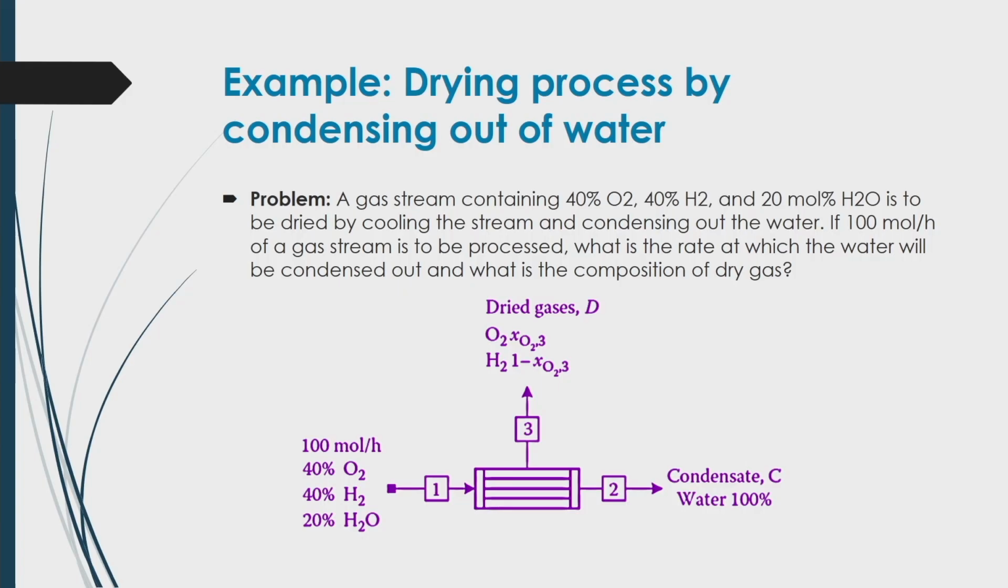So, very simple, you have to first draw the schematic diagram here. It is shown in the slide that a gas stream of 100 moles per hour is flowing through the dryer.